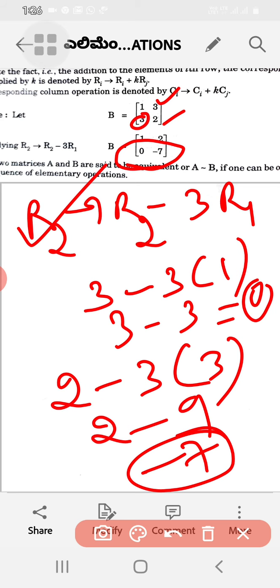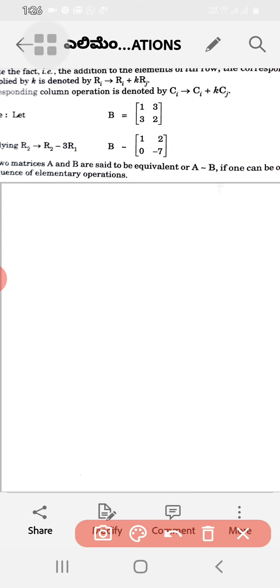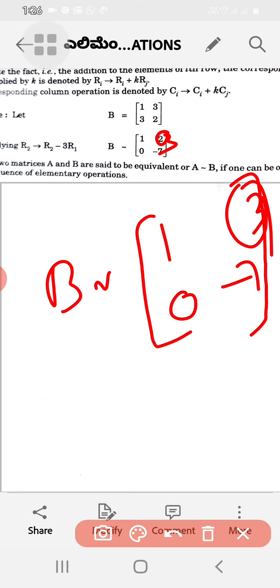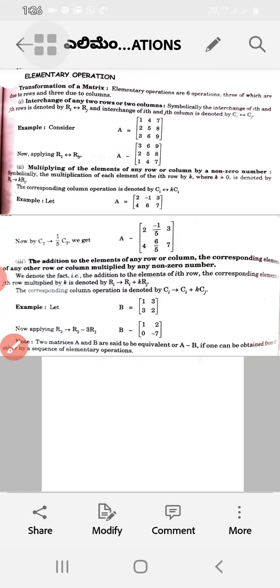Okay, in this way we can operate on any row or any column. This is one example. I have explained some more examples. Here on the screen you are seeing only one example, so you have to make a correction here. This will be 1 3, it is not 2, it is 1 3. So in B, we have not changed the first row. 1 3, then 0 minus 7. Okay, so that is the point here.